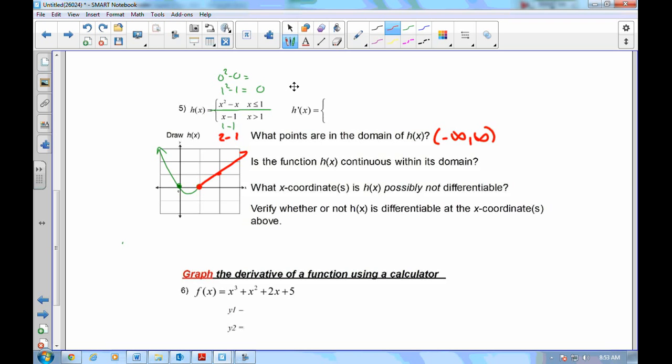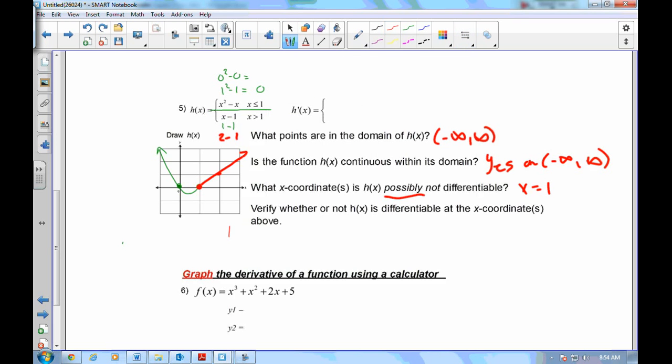Is the function h of x continuous? Actually, accidentally I told you this. Is it continuous? Because the first function ends where the second function starts. So, yes. On negative infinity to positive infinity. At what x coordinates is h of x possibly not differentiable? Possibly, and I like the word possibly, at x equals 1. How would we know if it's differentiable or not? With the limit of the derivative.